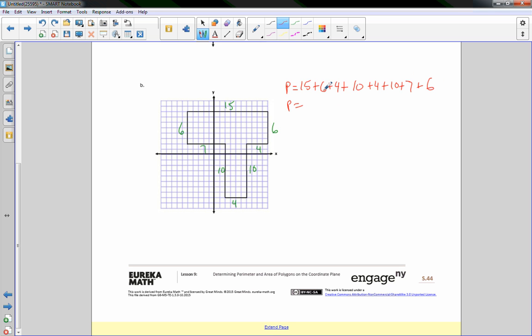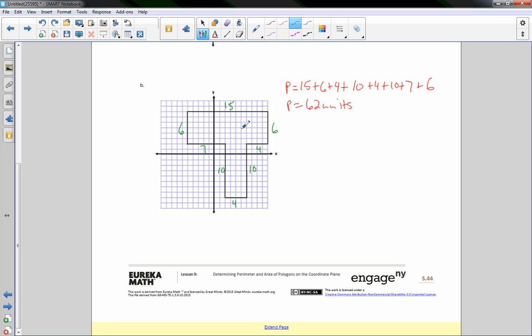So I add these up. 15 plus 6 is 21, plus 4 is 25, plus 10 is 35, plus 4 is 39, plus 10 is 49, plus 7 is 56, plus 6 is 62 units.